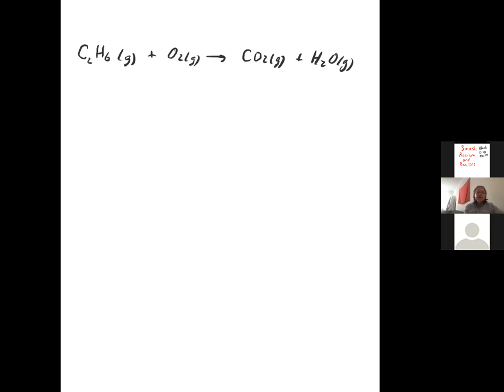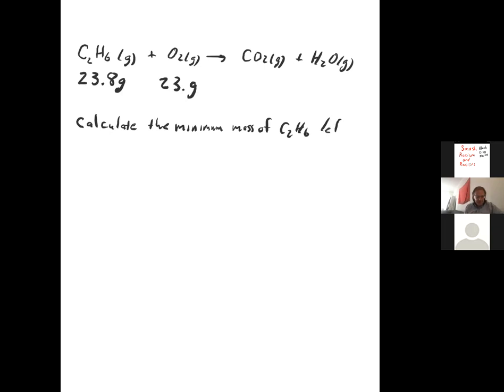Suppose 23.8 grams of ethane is mixed with 23 grams of oxygen. And then the question is, calculate the minimum mass of ethane left over by the reaction.